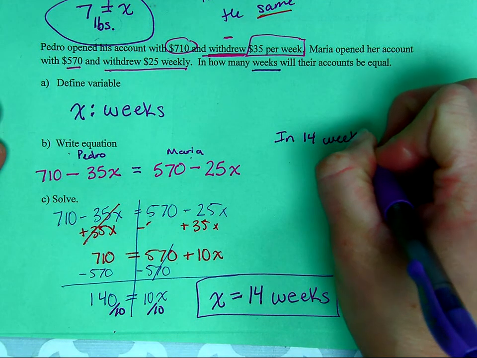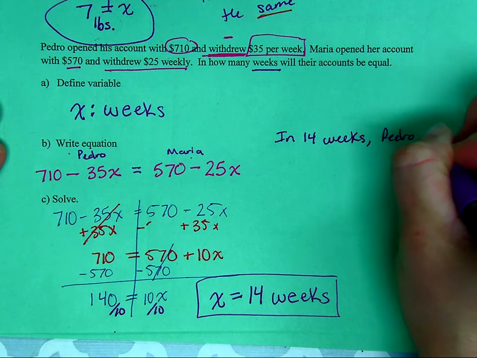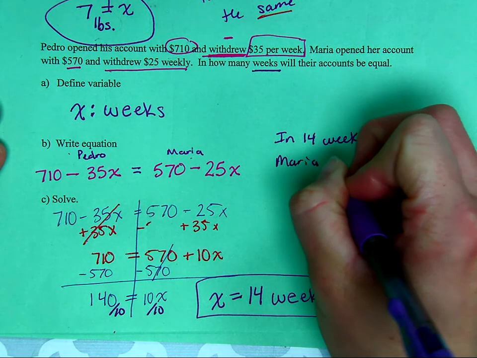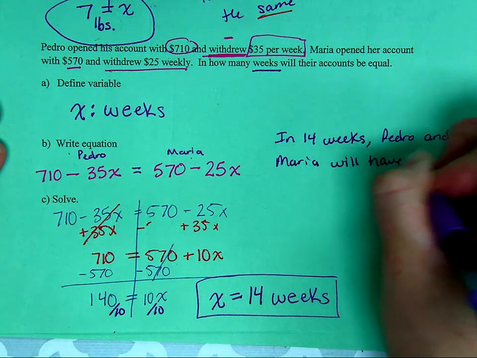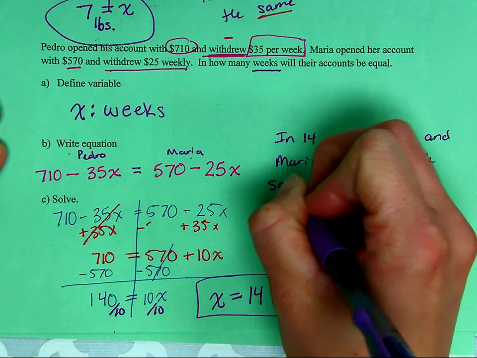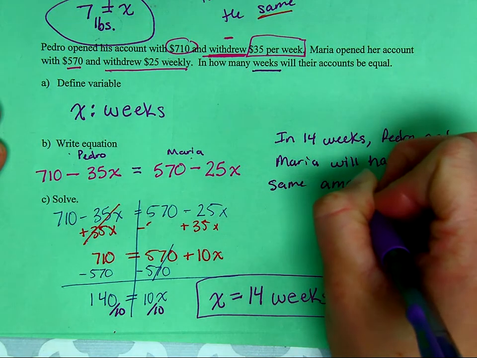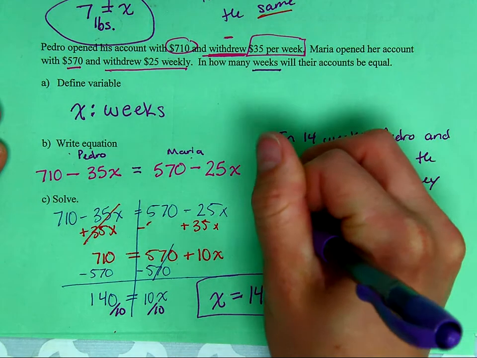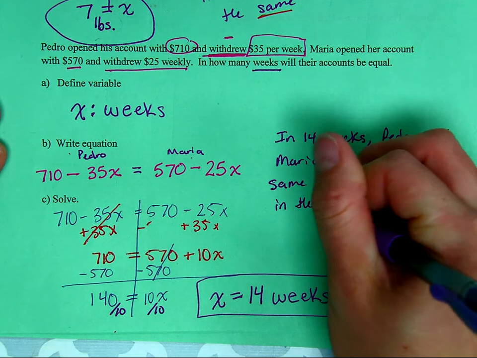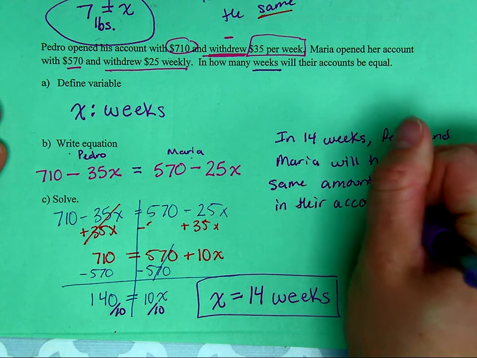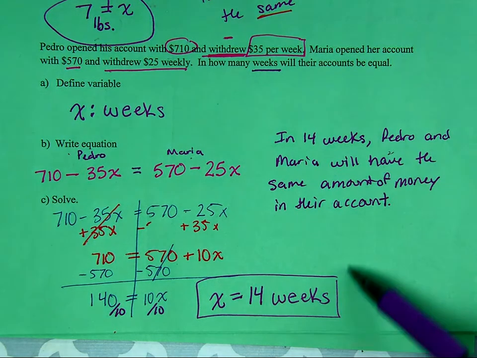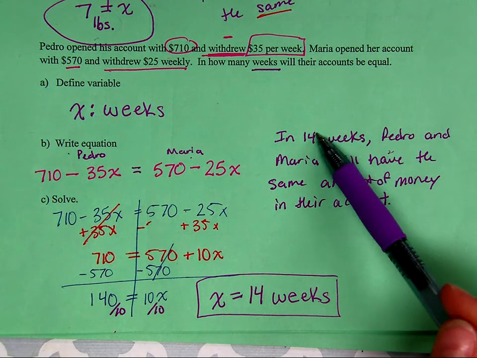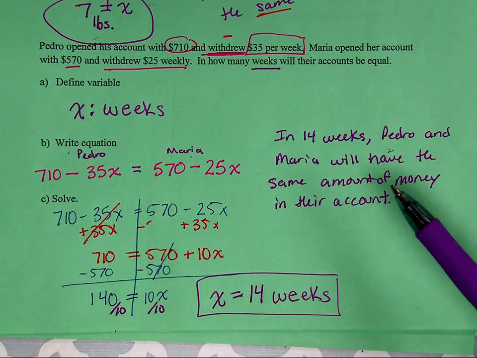Okay, so in 14 weeks, Pedro and Maria will have the same amount of money in their account. Okay, so you don't have to write this, it's just putting more meaning to our answer. So how many weeks until their accounts will be equal? 14 weeks, their accounts will have the same amount of money in them.